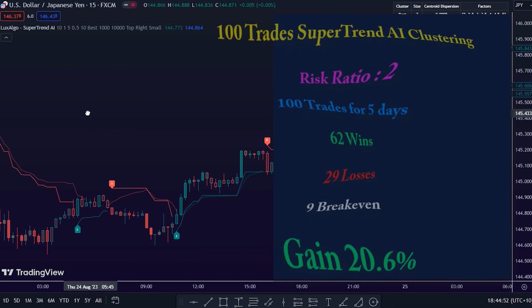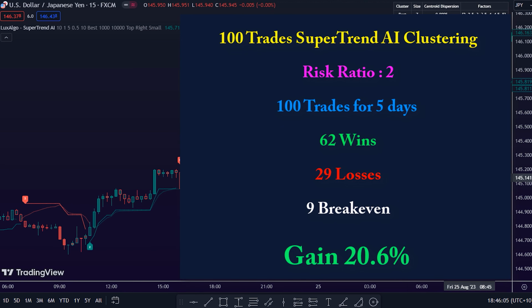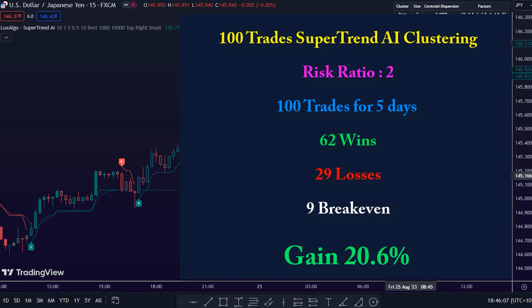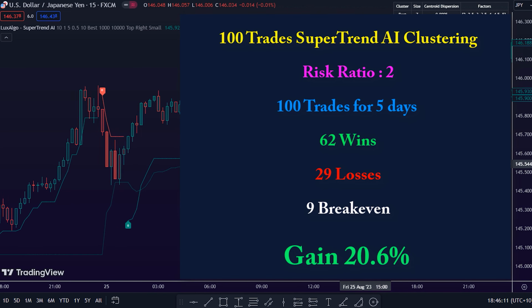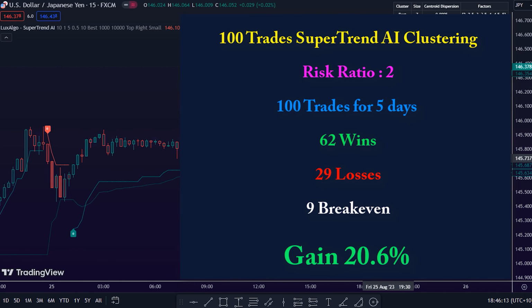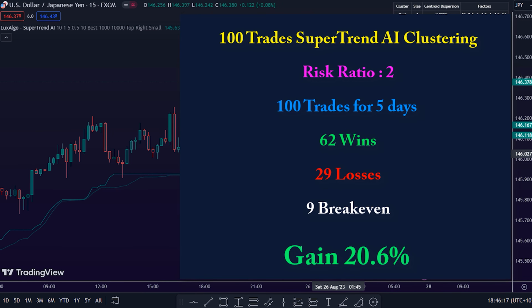Here's the trading result after executing 100 trades based on the SuperTrend AI Clustering Indicator trading strategy. I implemented 2 risk to reward ratios on 100 trades over 5 days. I got 62 wins, 29 losses, and 9 break-evens. The gain on the account is 20.6%. Here's a good trading record.